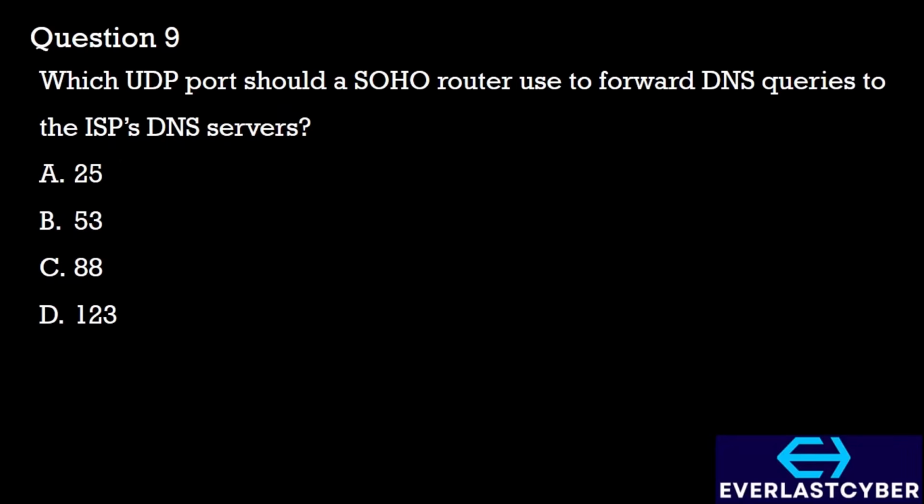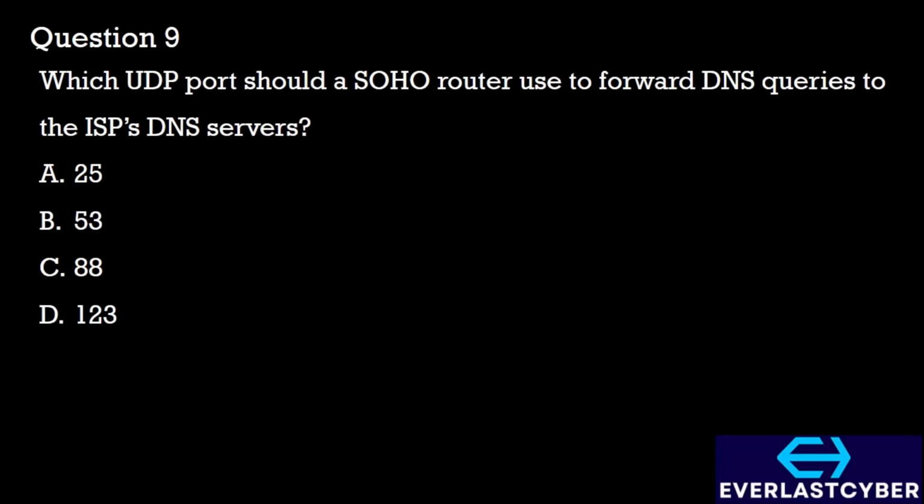Question 9. Which UDP port should a SOHO router use to forward DNS queries to the ISP's DNS server? SOHO here means small office, home office router. So the options we have: A. 25, B. 53, C. 88, D. 123.